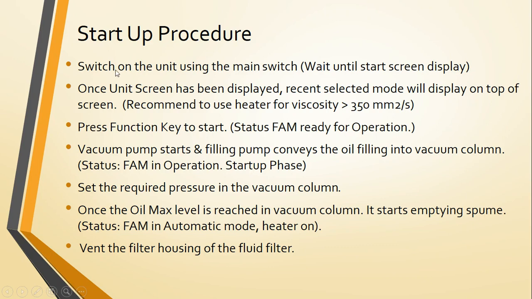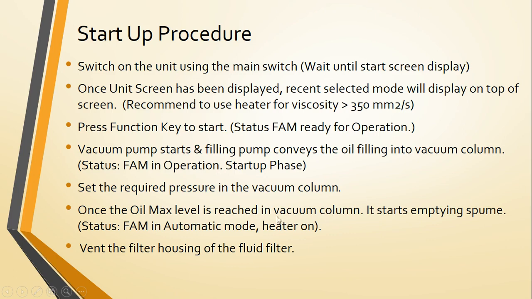Startup procedure. In the startup procedure, you just have to turn on the main supply. Then you just have to click on the function key. Your FAM mobile oil purifier will start, and you need to wait until your startup screen is completely displayed. Once the FAM is ready for operation, the vacuum pump will start, the filling pump will start, and it will convey oil from the tank to the vacuum column. Then you can adjust pressure as much as you want.